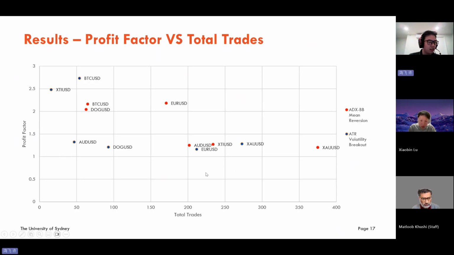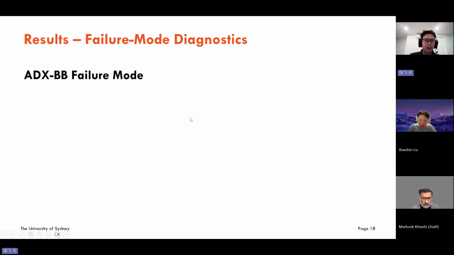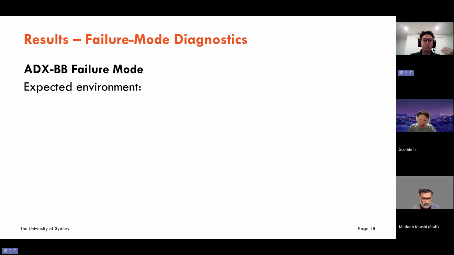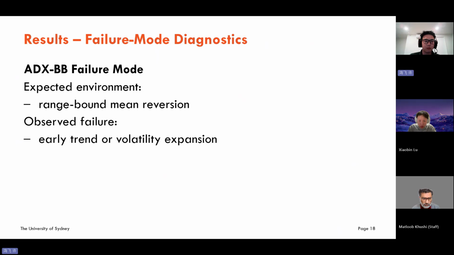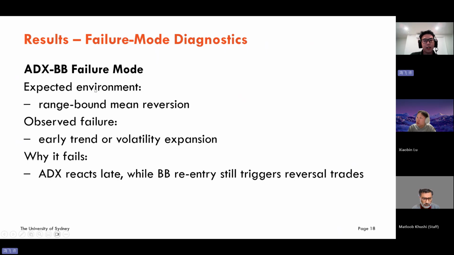So here comes our failure mode diagnostics. Not every strategy is winning every time, so I looked into why it is losing money. First, our ADX strategy wins in sideways markets. The environment it expects is range bound mean reversion, meaning the price goes up to the Bollinger Band and then moves back to the middle. When it does this, it will profit. But many times it is just a false breakout.